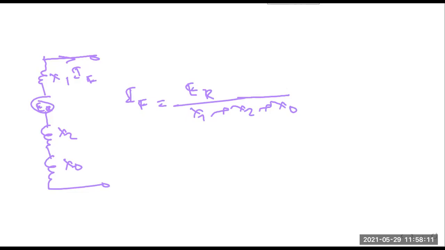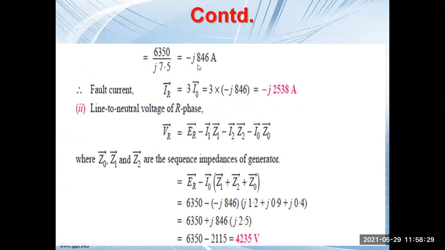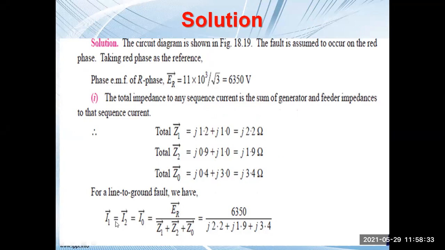Clear? So we'll just substitute the values. Now this is the R phase voltage. We have substituted 6350, and all the impedances we have calculated we have substituted. Now we'll get some value of this fault current. Now you see these are basically I1, I2, and I0.